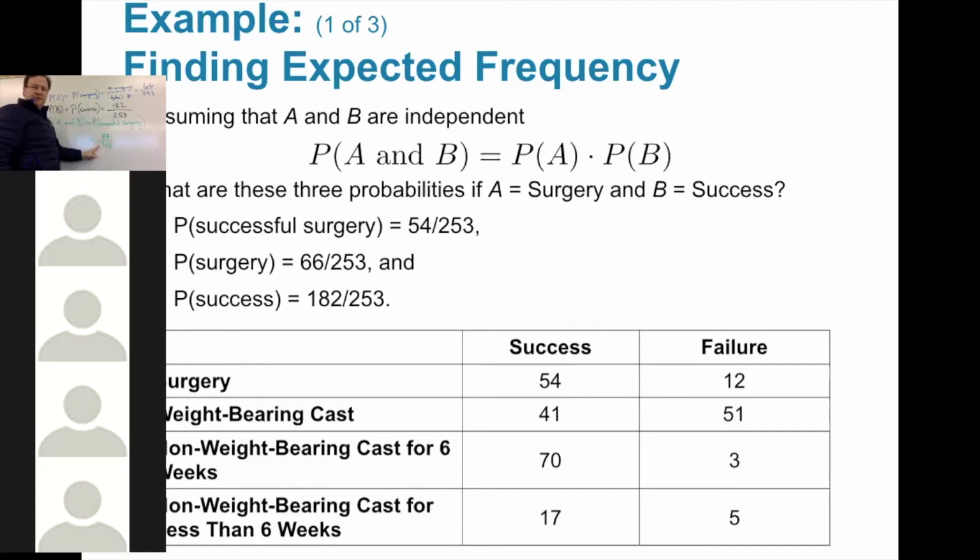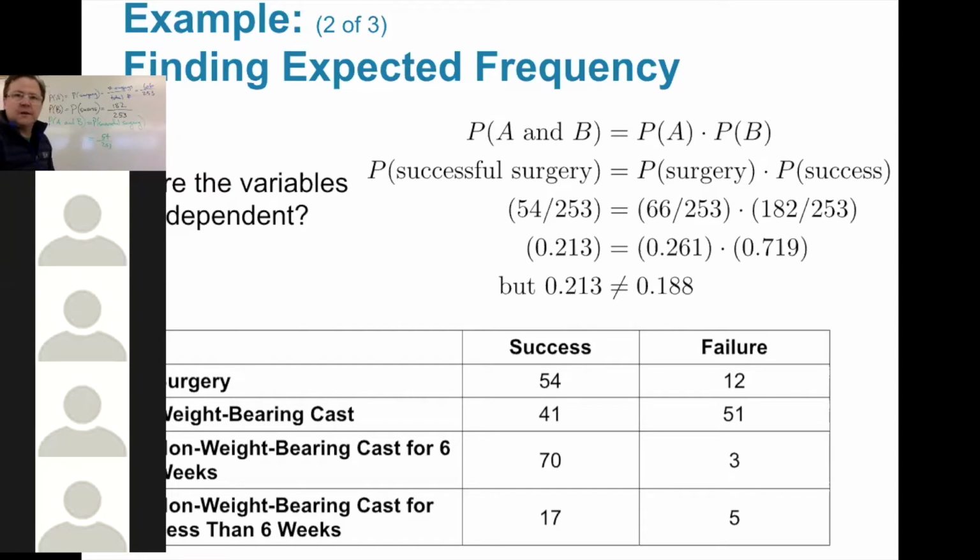And that's coming from the formula that you see at the top. That's if they were perfectly independent. So what I did, as you can see on the slide, is I took the 66 over 253 and multiplied that by the 182 over 253. If you multiply those together, you get 0.188. Now compare that to 54 over 253, you get 0.213.